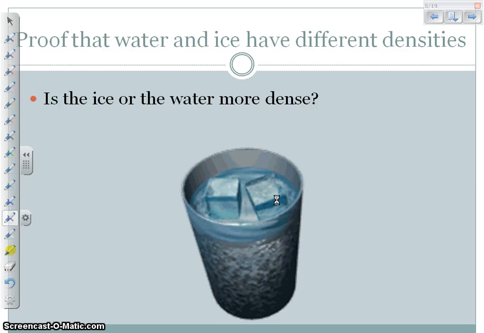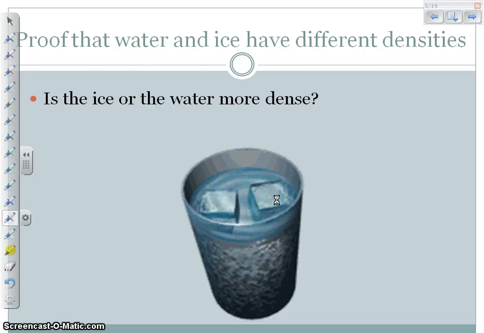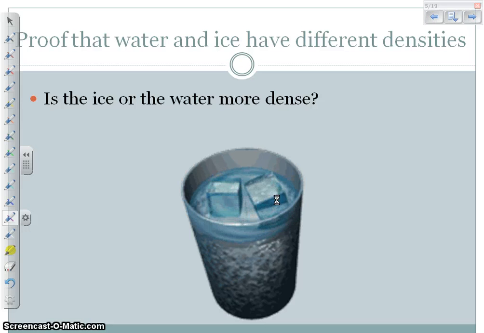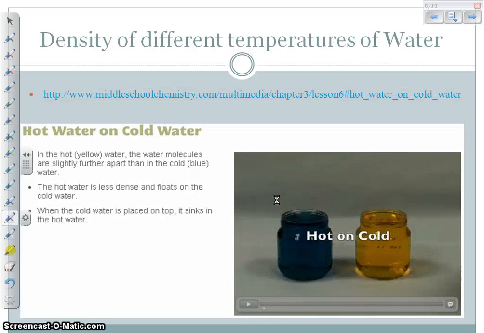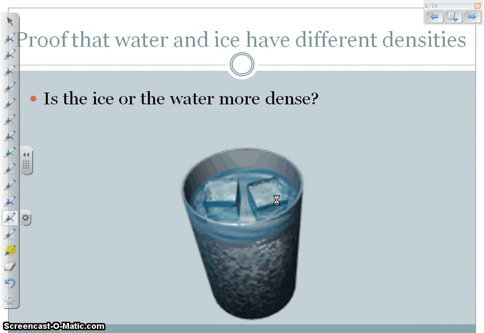And proof that water and ice have different densities is basically: is the ice or the water more dense? In this case, we can compare densities of different objects based on which one will rise above the other. Objects that happen to be less dense are going to stay on top of objects that happen to be more dense. The more dense you are, the further you're going to sink down.